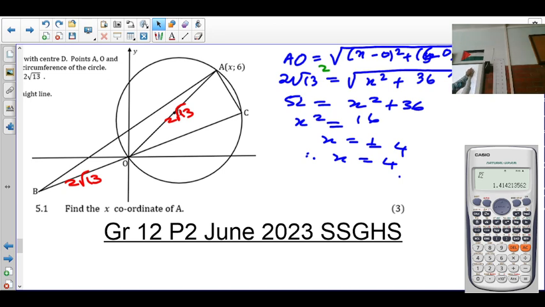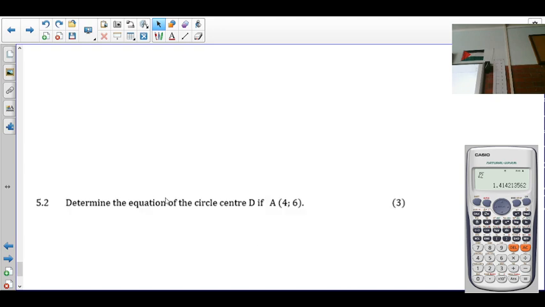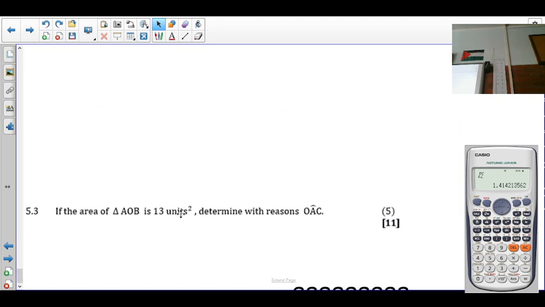The lining of this board is just trying to sort itself out. So x is equal to 4. Alright, let's go with the next one, 5.2. Let's pull this up here. 5.2, 5.3.